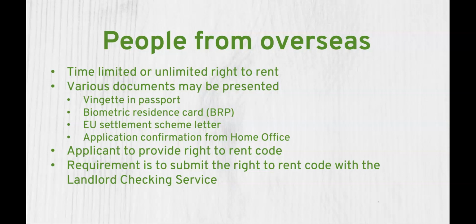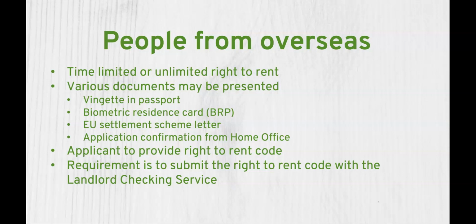Whichever document you may be presented with, you do have the requirement to check this with the landlord checking service. So a BRP on its own, for example, is no longer acceptable. The applicant can apply to the Home Office for a right to rent share code. This is a really quick and simple procedure. They just simply go to the Home Office website and request a code. You then need to take that code together with their name and date of birth and check it with the landlord checking service.